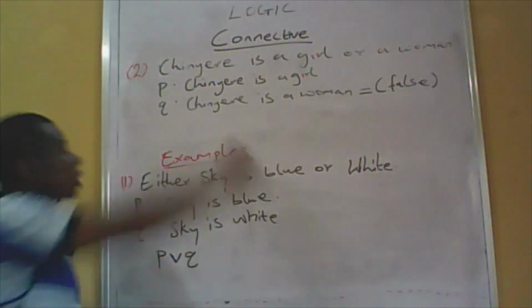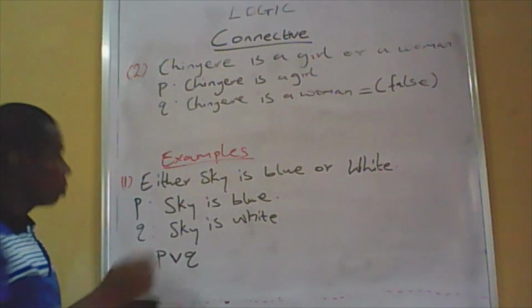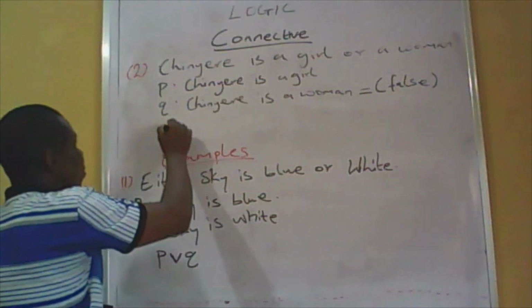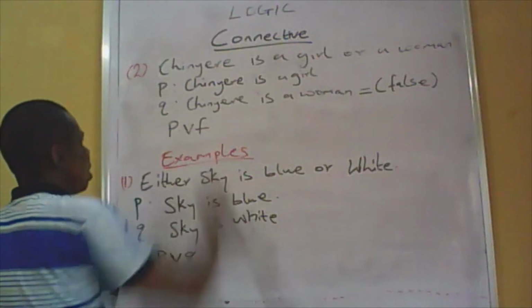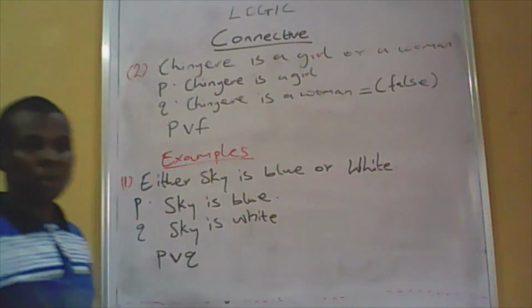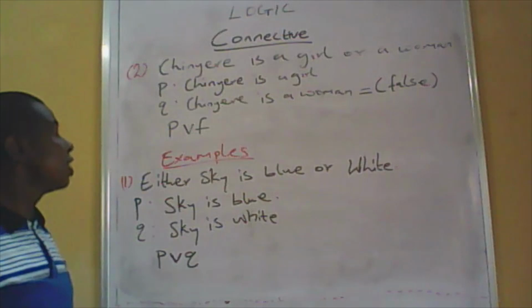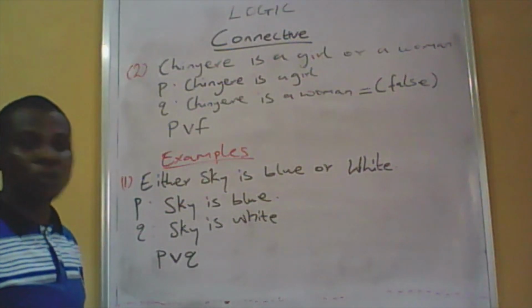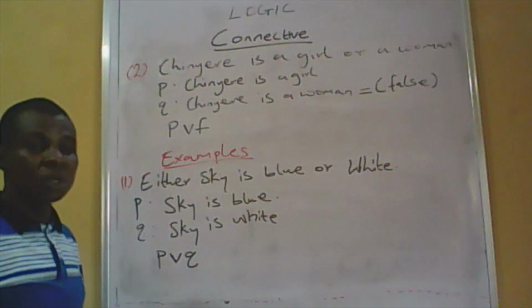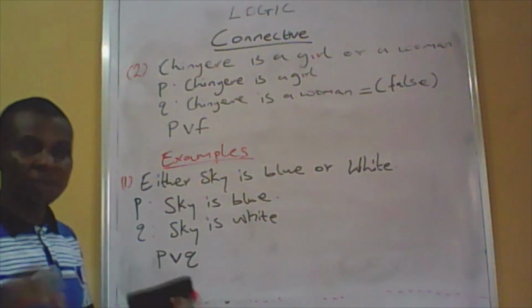So since we have known that it is false, we symbolize it, saying P or F. P or F. That means it has been established that "Chinyere is a woman" is false, that Chinyere is not a woman. It is the truth that Chinyere is not a woman.